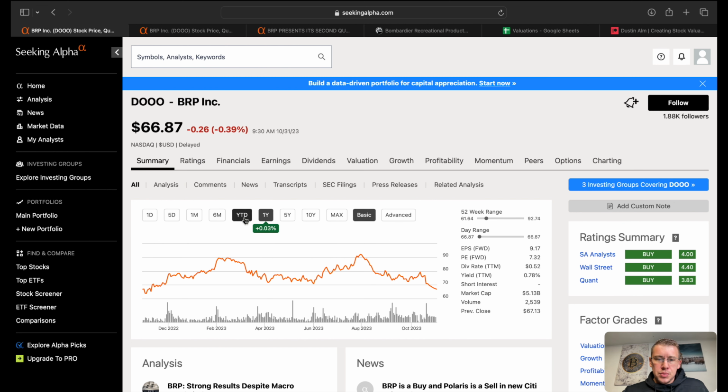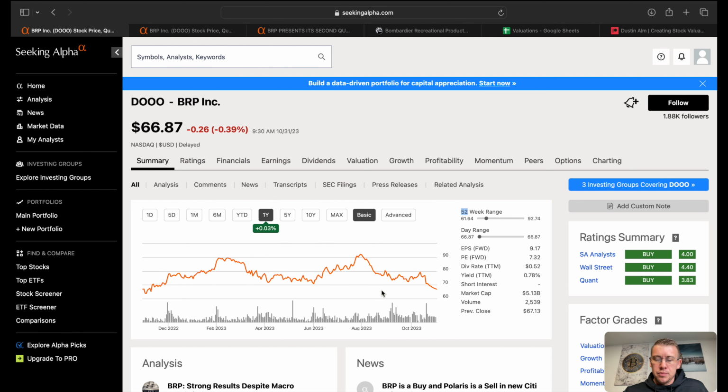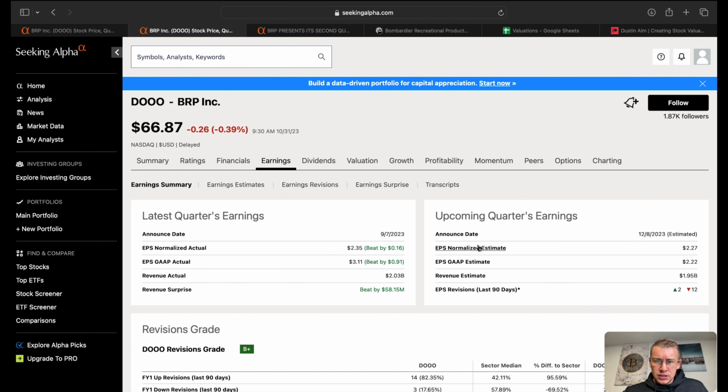Year to date, this company is down 10%, and over the course of 1 year, basically flat. Currently trading close to its 52-week lows as well. It's about $4 or $5 away. And once we get to the stock chart, we'll see that these 52-week lows are actually sitting on a pretty heavy support range.